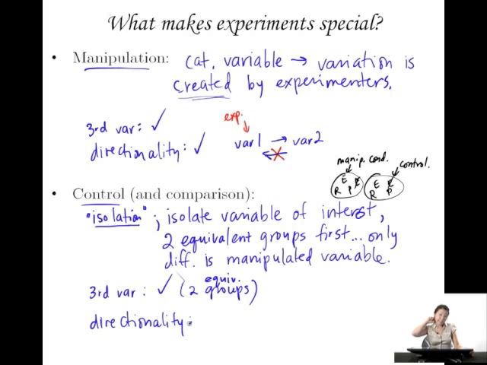How do we solve directionality? Actually, control by itself doesn't actually address directionality. It has to be control plus manipulation in order to get directionality. So really, directionality is taken care of by manipulation. So I'm going to cross that out. All right. So these two things are what make experiments special: the manipulation of a categorical variable and the control, or what we call isolation of that variable, having a control group that's identical in every other way except for that one manipulated difference.